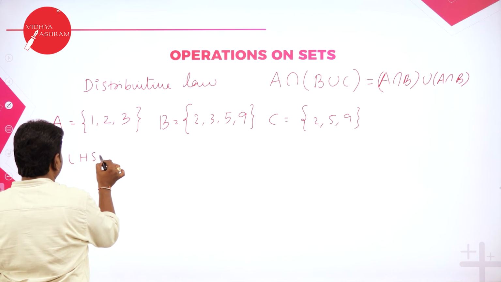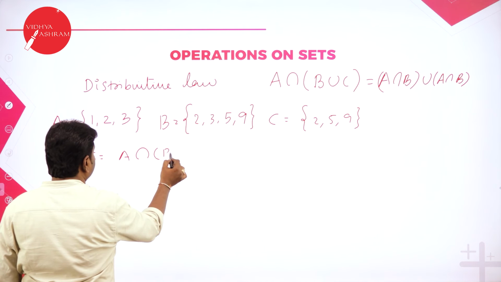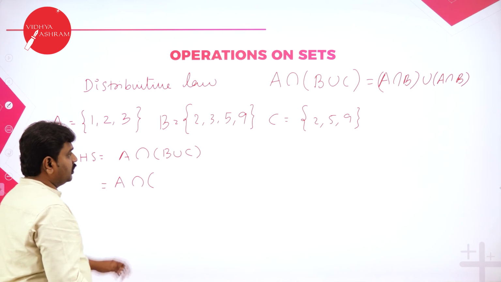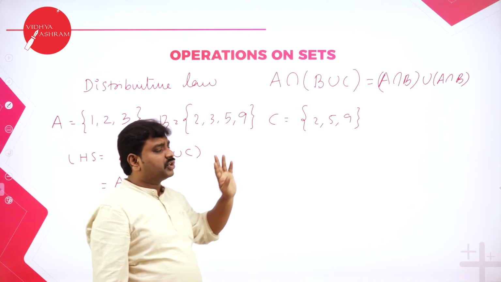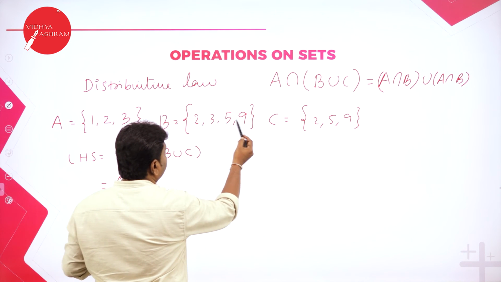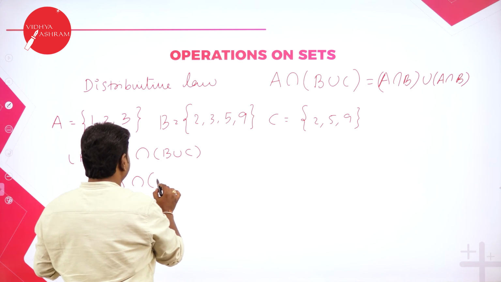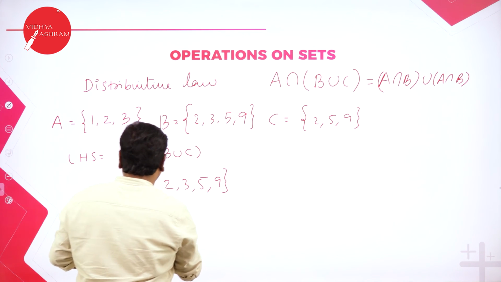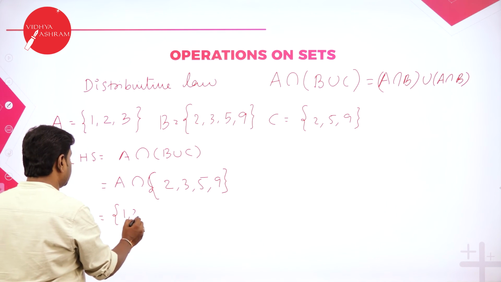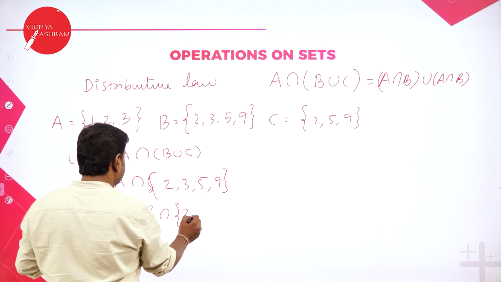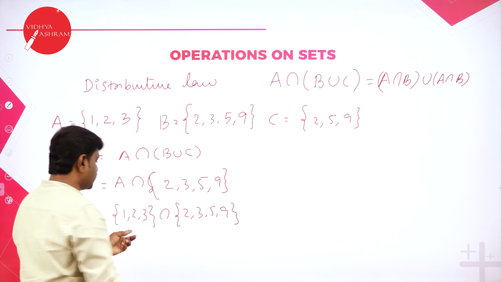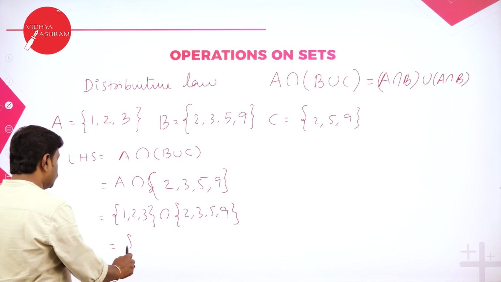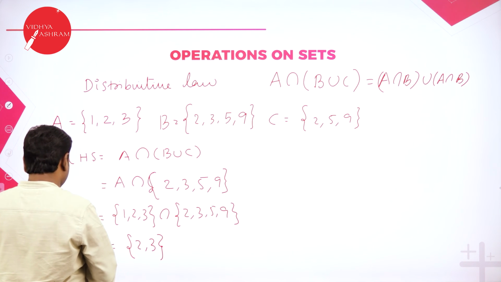I'll take LHS. What is LHS? A intersection B union C. That is A intersection, what is B union C? B union C means combine B and C without repeating any elements. Union means combine. 2, 3, 5, 9 and 2, 5, 9. If I combine, I'll get the set 2, 3, 5, 9. Now intersection. What is A? 1, 2, 3. Intersection 2, 3, 5, 9. What is meant by intersection of two sets? In both the sets, write the common elements. What are the common elements? 2, 3.